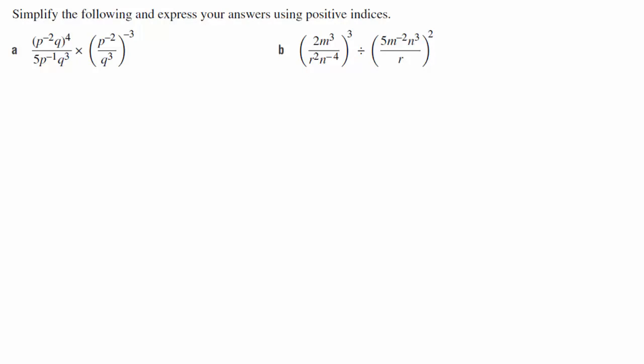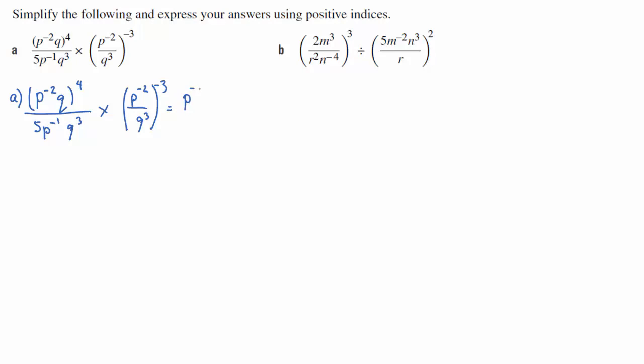In this example, we want to simplify more complex indices. We want to simplify each of the following expressions and express our answers using positive indices. Our first example is p to the negative 2 times q all to the power of 4 divided by 5 times p to the negative 1, q to the power of 3, and then multiplied by a fraction of p to the negative 2 over q to the 3 all to the power of negative 3.